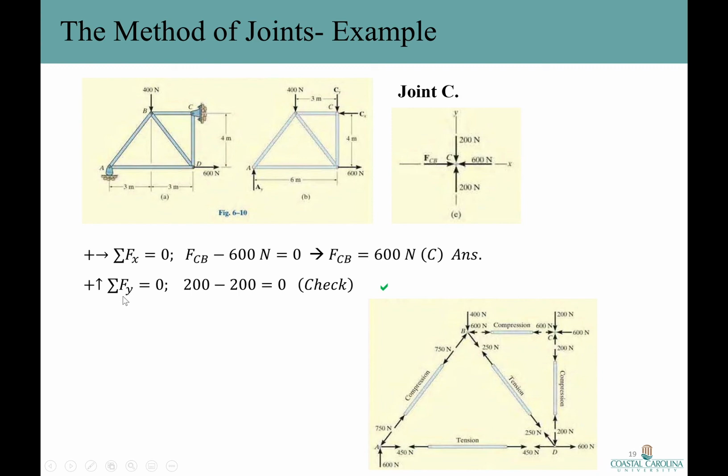And the equilibrium equation in y direction, what do we have here? We have a 200 Newton upward and 200 Newton downward. So this equation is just a check to make sure our calculation is correct. So 200 minus 200 is 0. Everything is in equilibrium. We're good. And here is a summary of our analysis.